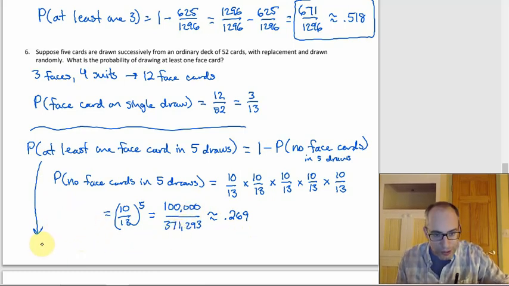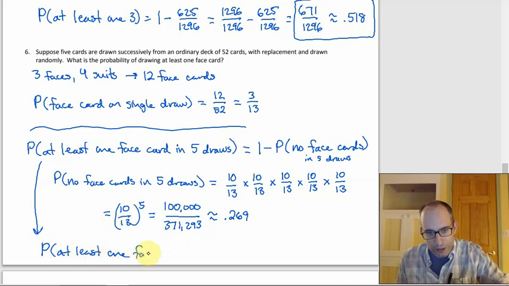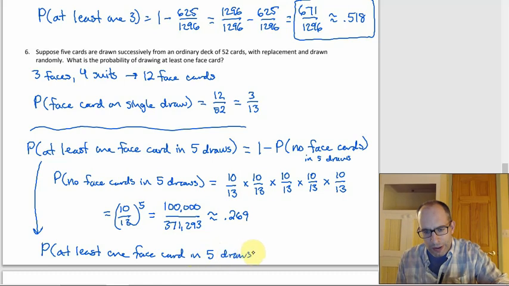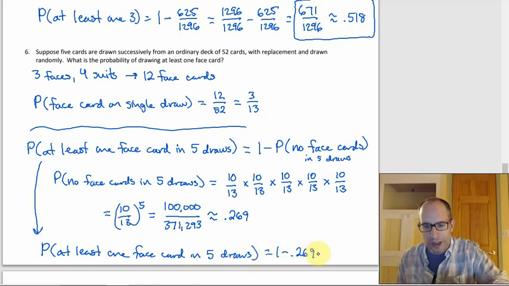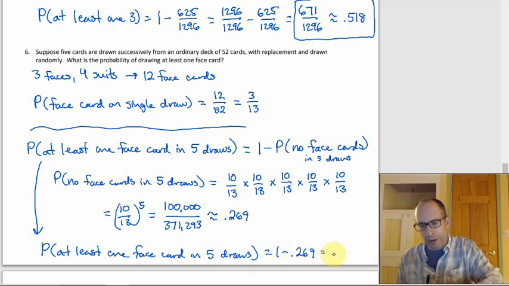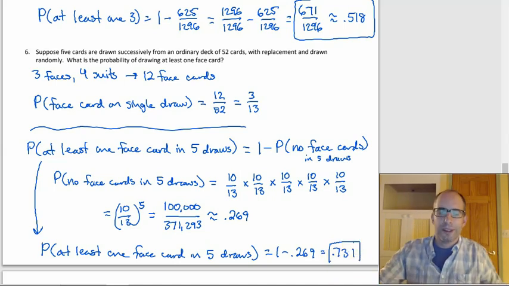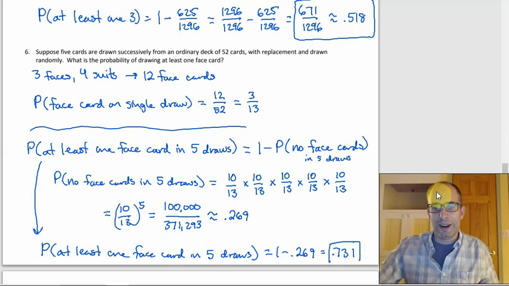So that's what we're going to do. So the probability of at least one face card in 5 draws, it's going to be 1 minus 0.269, which is 0.731. Barely fit it on the page, but I got there. Okay, so at least one face card.